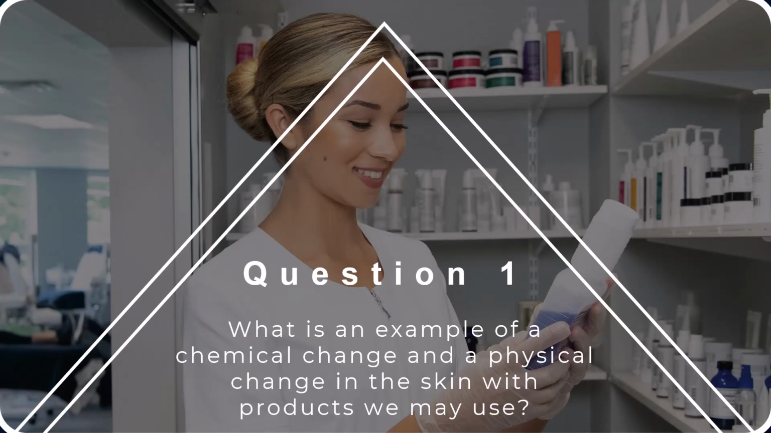Our first question is, what is an example of a chemical change and a physical change in the skin with products that we may use? And I will give you an example that you can use with exfoliants, so keep that in mind. You can use them for both, so if you can give me an example of what you could use for exfoliating, a chemical change and a physical change in the skin.